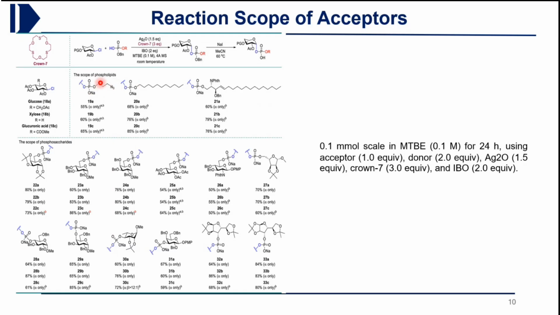So as acceptors they have tried different phospholipids, and as donors they have tried glucose, xylose, and glucuronic acids. With phospholipids they are getting only the alpha compound. If you check this chart, there is only the alpha compound. They have tried again with different types of phosphosaccharides, like C6, with phosphate group, different protecting groups and different sugars they have mentioned over here, and in all the cases they are getting only the alpha compound.